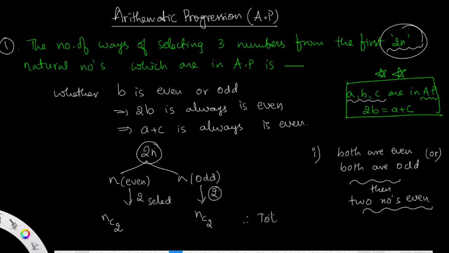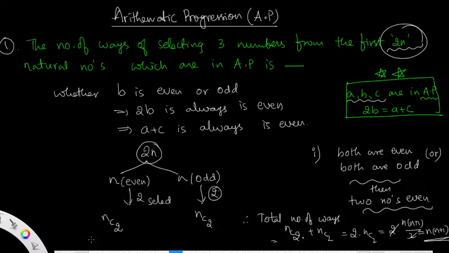Therefore, the total number of ways is equal to nC2 plus nC2, that is 2 times nC2. So that is 2 into n into n minus 1 by 2. The 2 cancels, which gives you n into n minus 1. That is the number of ways of selecting three numbers from the 2n natural numbers which are in AP. Okay, another question of this type I'll give you.